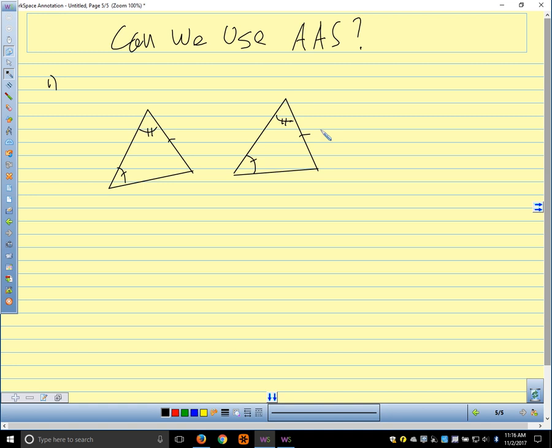Can we use angle-angle side on those 2 triangles? Do the corresponding parts match? Do they match up in the same order? The 1 tick mark side here is next to the 2 tick mark angle. The 1 tick mark side here is next to the 2 tick mark angle. So everything matches in the right order. So we would say yes, we can use angle-angle side.